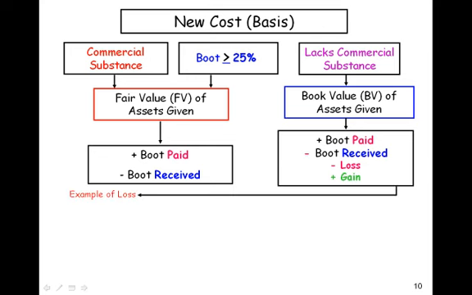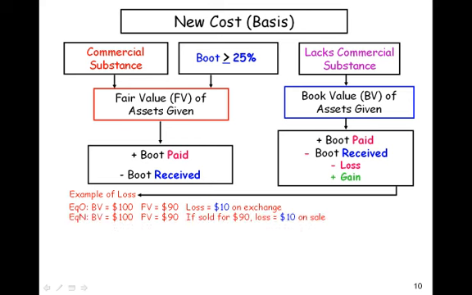Let's look at the loss first. Remember, these examples lack commercial substance. EQO stands for the old equipment, and EQN stands for the new equipment. Assume that the old equipment has a book value of $100 and fair value of $90. If the equipment is exchanged, a loss of $10 is recognized.